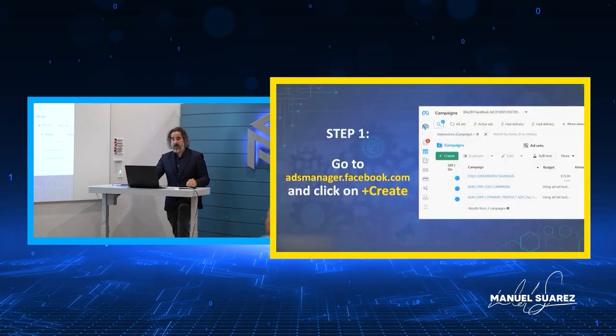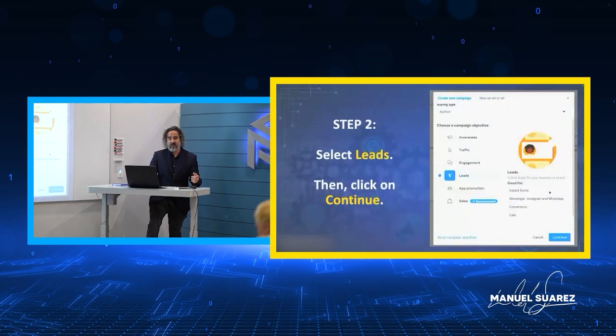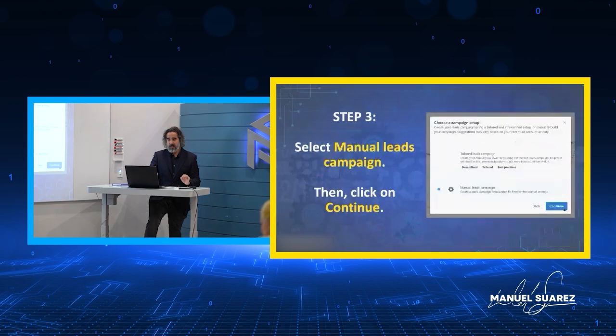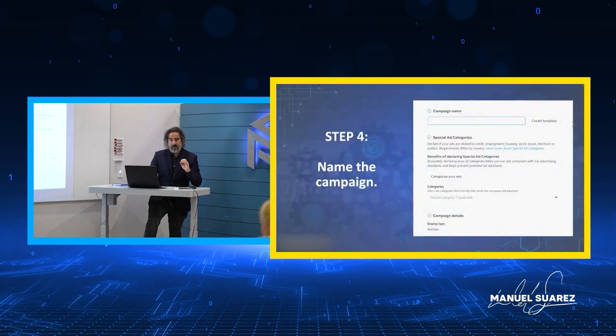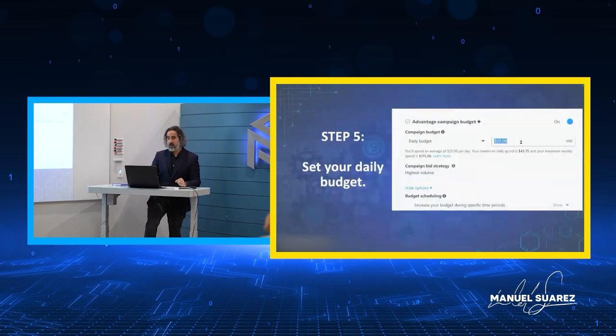So I got the images. I got the copy. Now I want to go to adsmanager.facebook.com. You log in with your Facebook profile. At adsmanager.facebook.com, click on plus create. And then select leads. Click on continue. Leads, manual leads campaign. Then click on continue. Name the campaign. In this case, we're naming it AGM lead generation. Set your daily budget. We're doing $25 a day.